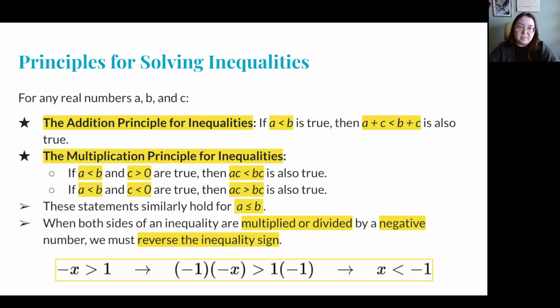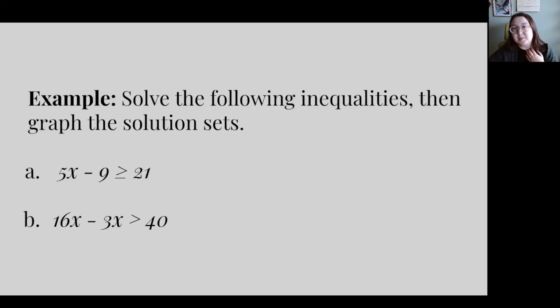All right. So moving on, we're going to do examples together in our notes here. So we're going to solve the following inequalities, and we're going to graph the solution sets. A, we have 5x minus 9 is greater than or equal to 21. And B, we have 16x minus 3x is greater than 40. So let's go ahead and do this together in our notes.